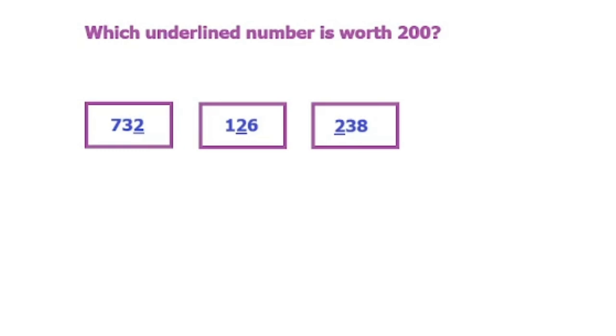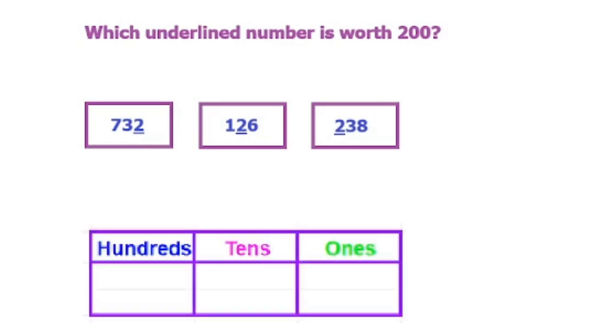So to do this, you would need to remember your place value. So let's look at the place value chart. The hundreds go here, the tens go here, and the ones go here. So let's look at each of these numbers. So for this number, 732, the 2 is underlined, but this is in the ones. So this is not worth 200. It's only worth 2.